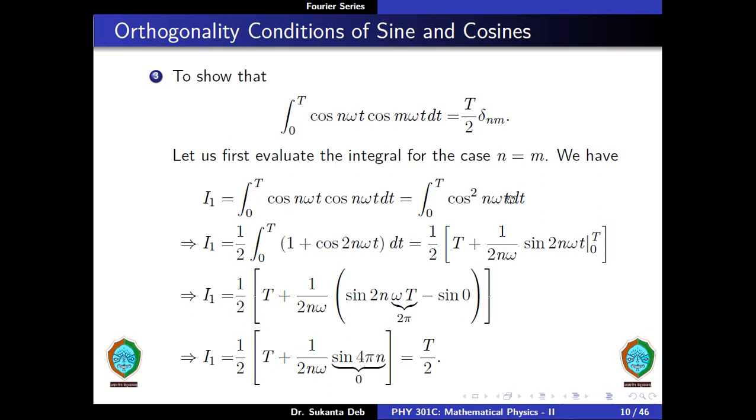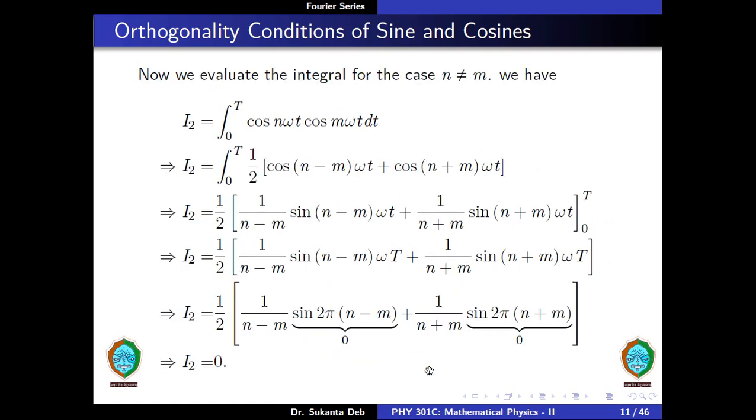Now we apply the formula for cos square n omega t, which is equal to half of 1 plus cos of twice n omega t. And now we solve this integral. If we solve this integral, we get the value of I1 is equal to T by 2. Therefore, for n equal to m, we get the value of the integral equal to T by 2. Now we evaluate the integral for the case n not equal to m.